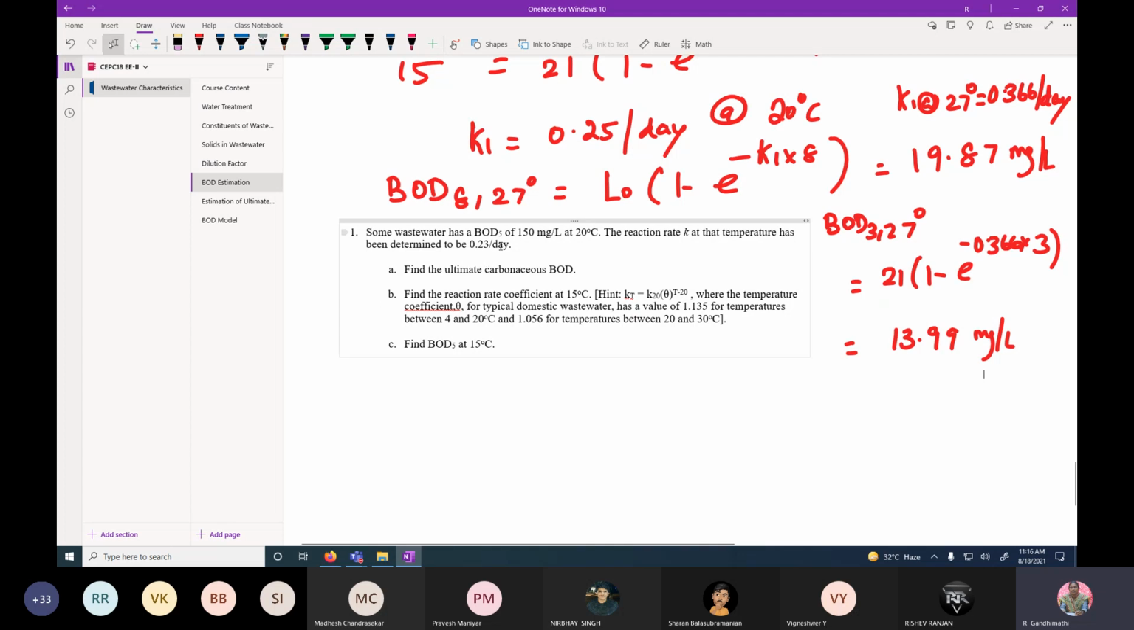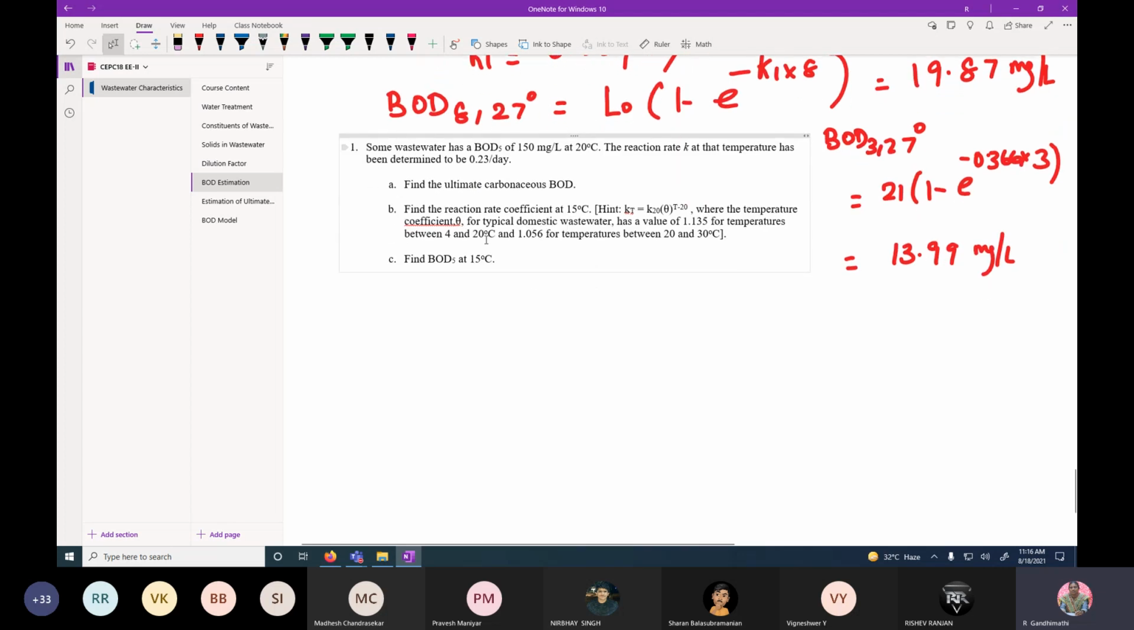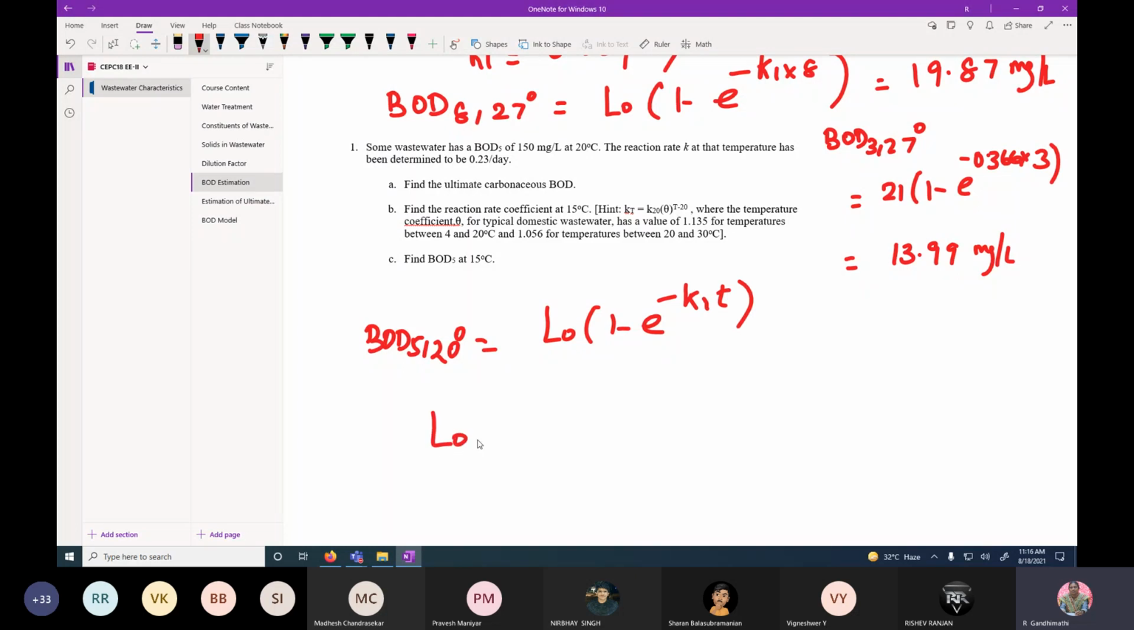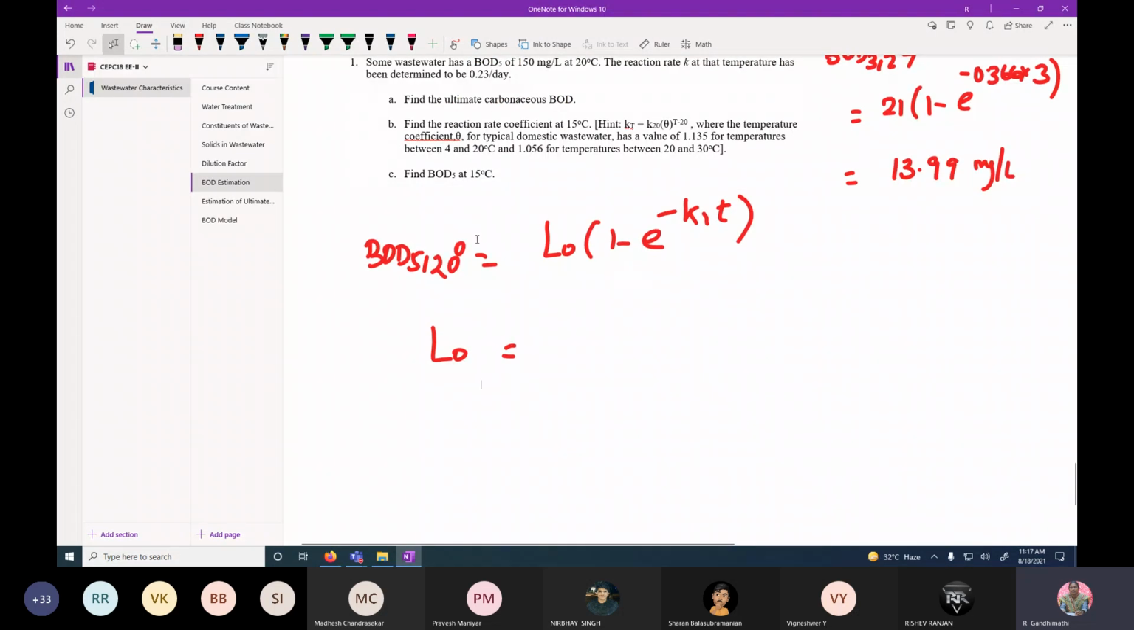What is the first L naught? You have the data for BOD 5,20. That is L naught 1 minus e power minus K1 into T. What is the answer for L naught? 219.5 milligram per liter. Okay, substitute BOD as 150 and then this is 0.23 into 5. Then you will get the L naught as this.